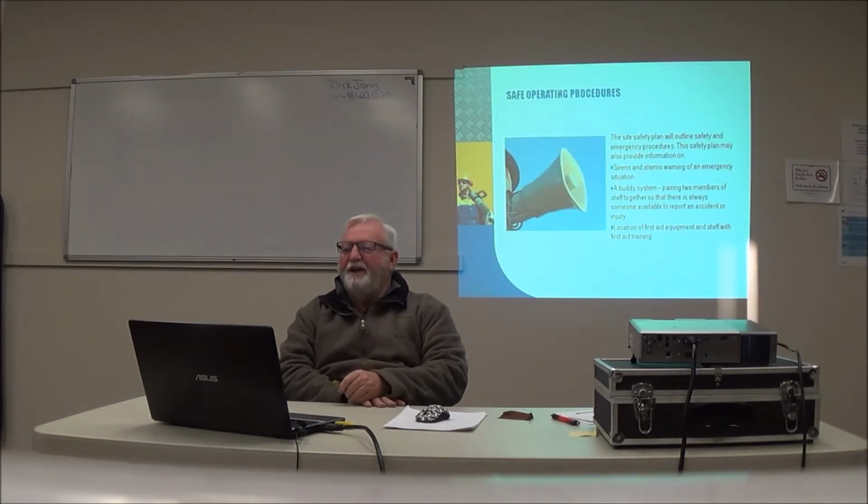The site safety plan will outline safety and emergency procedures. This safety plan may also provide information on sirens and alarms, warning of an emergency situation. A buddy system, pairing 2 members of the staff together so there is always someone available to report any accident or injury. Location of first aid equipment and staff with first aid training.